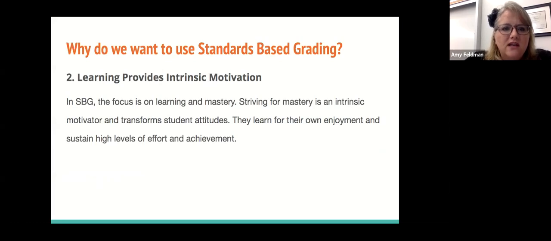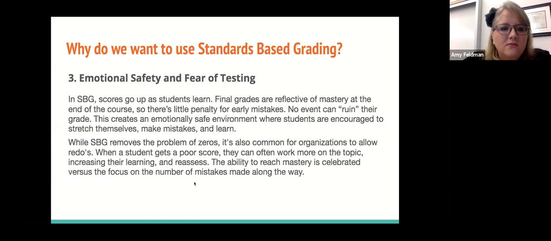We use standards-based grading to learn intrinsic motivation. Standards-based grading is the focus on learning and mastery. Striving for mastery is an intrinsic motivator and transforms students' attitudes. They learn because they want to learn. They are in charge of their own learning, okay? It also helps them be emotionally safe. I know so many students that are so scared of tests.